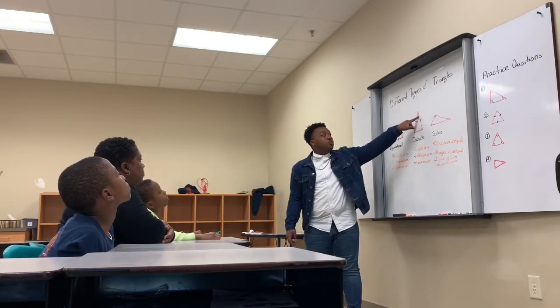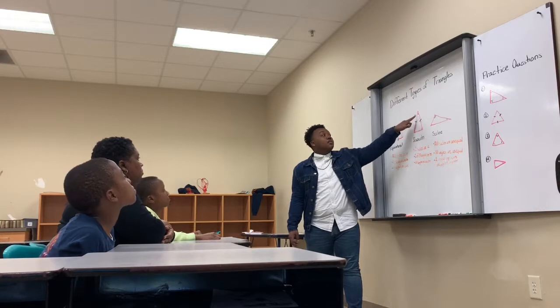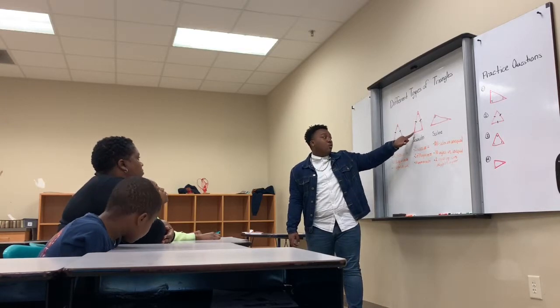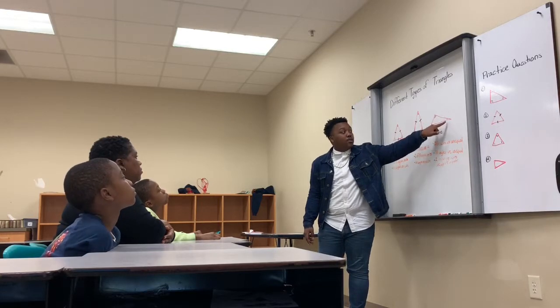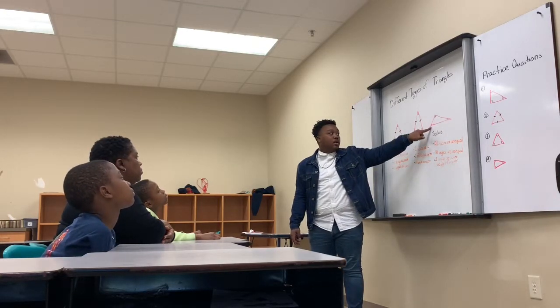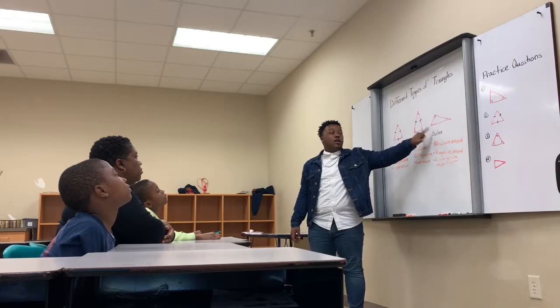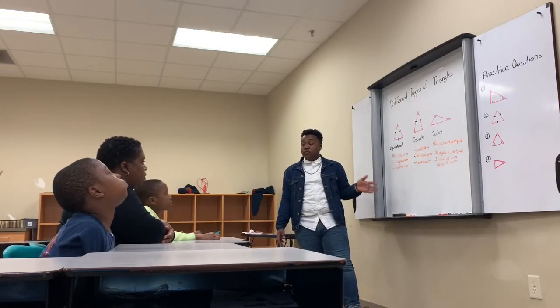See how I have 2 lines here? That means that this angle is not congruent with these 2. And that means this angle isn't congruent with this angle, and this angle isn't congruent with this one. And same here, these 2 angles are not congruent either. All right, y'all understand? All right, great.